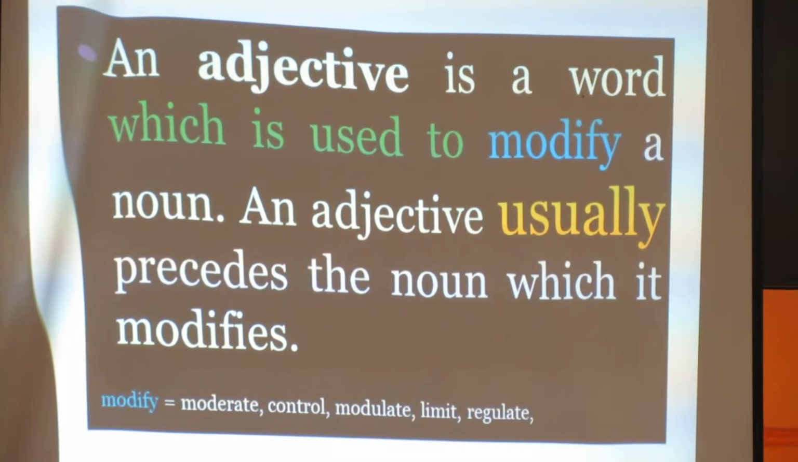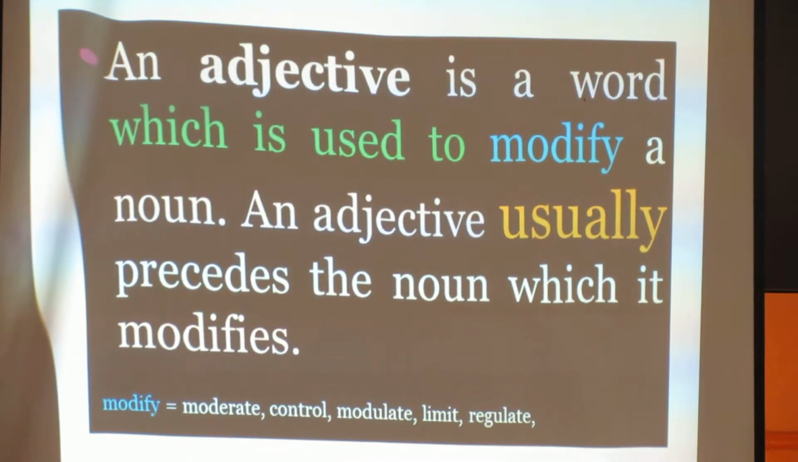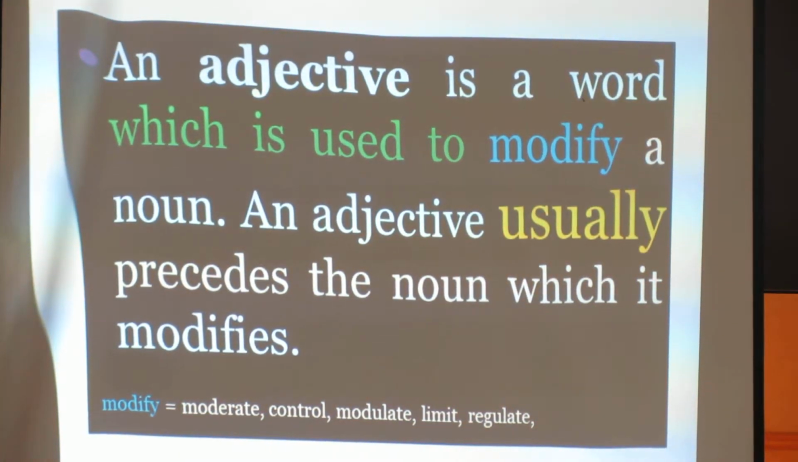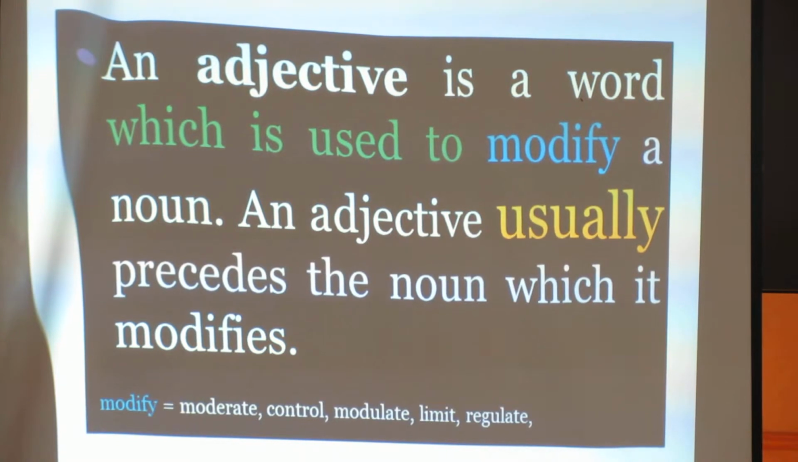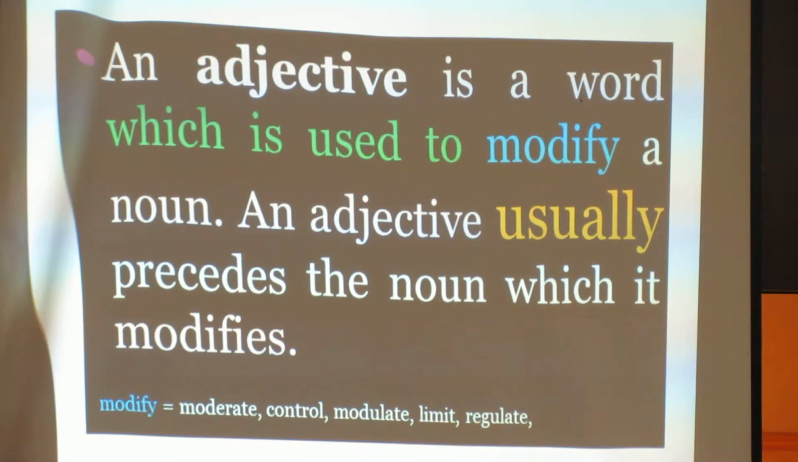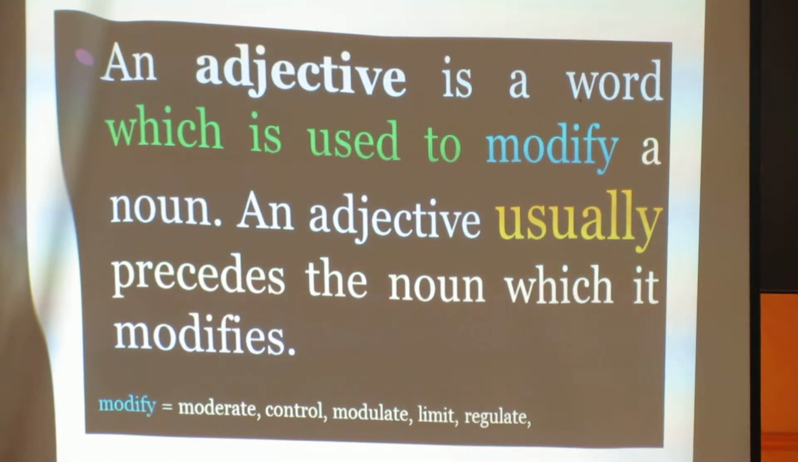Say and use, which is used to modify. Its function is to modify a noun. So, what is the meaning of modify? Modify, we understand it as to moderate, to control, modulate, and limit or regulate the position of the user of the noun in a sentence, either as a subject or as an object.